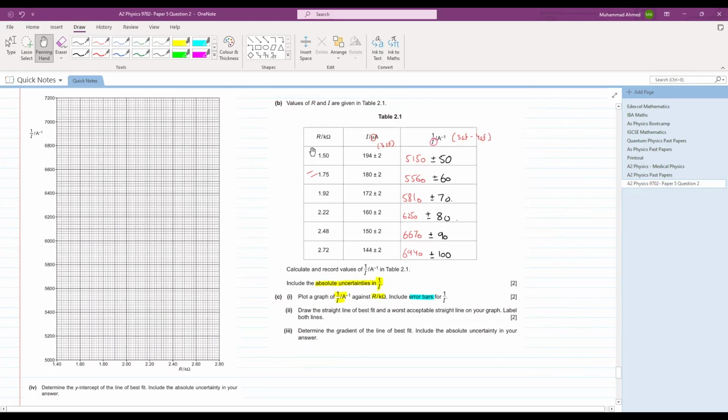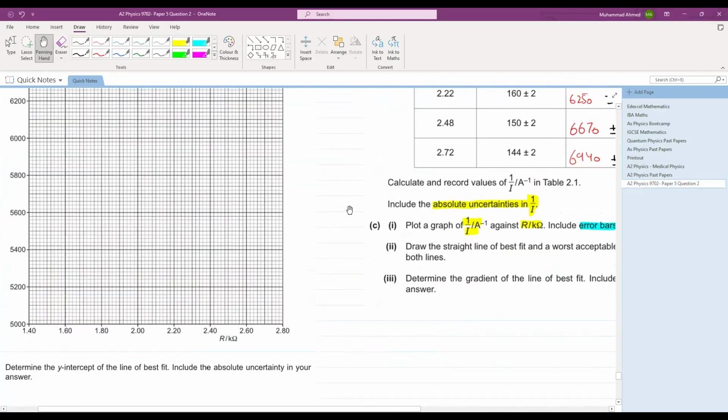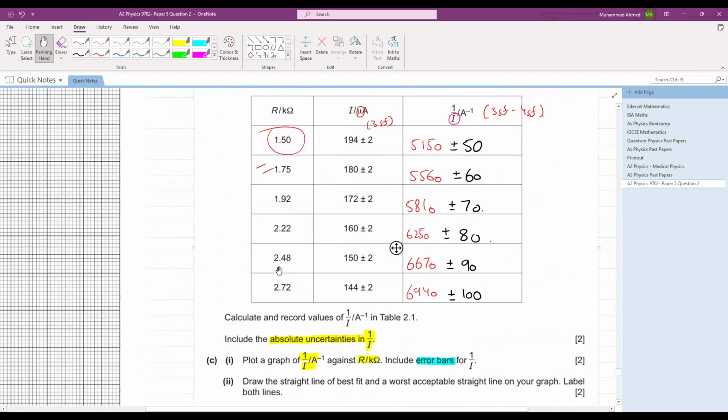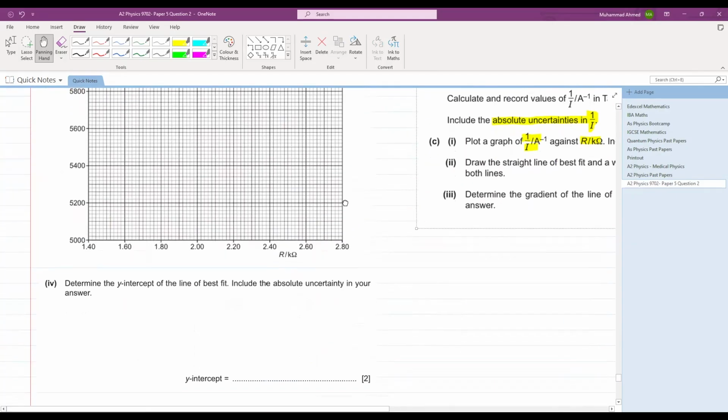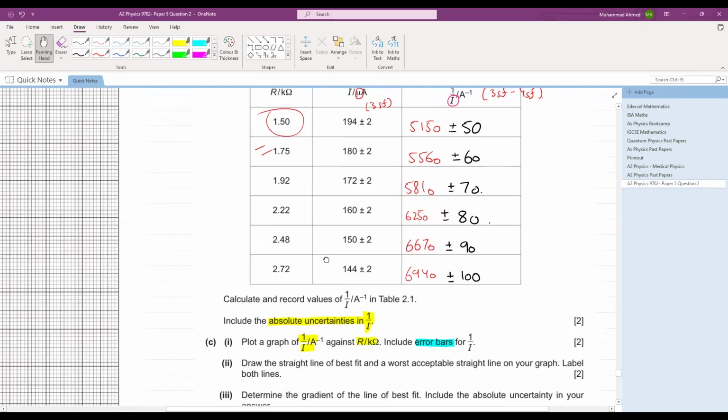Let's see the first point. The first point is x axis 1.5. That means your resistance is 1.5. Your y axis is 5150. So, let's mark this point first of all. 1.5 in the x axis will be in the middle here, somewhere here, and 5150, right? So how will we locate 5150?